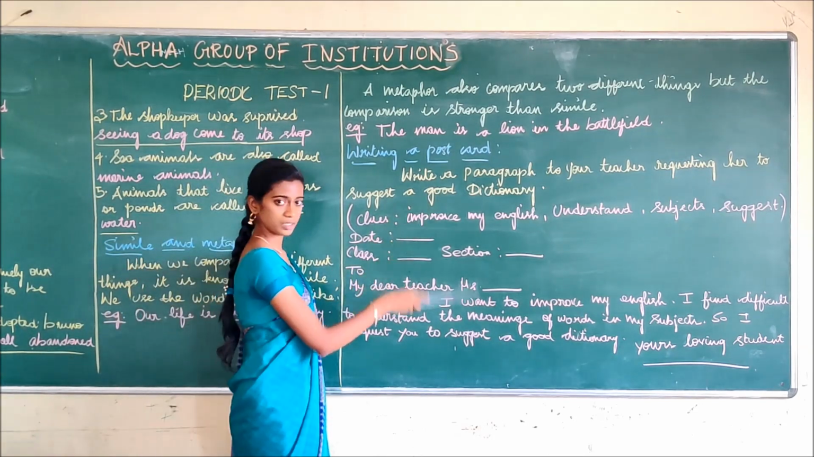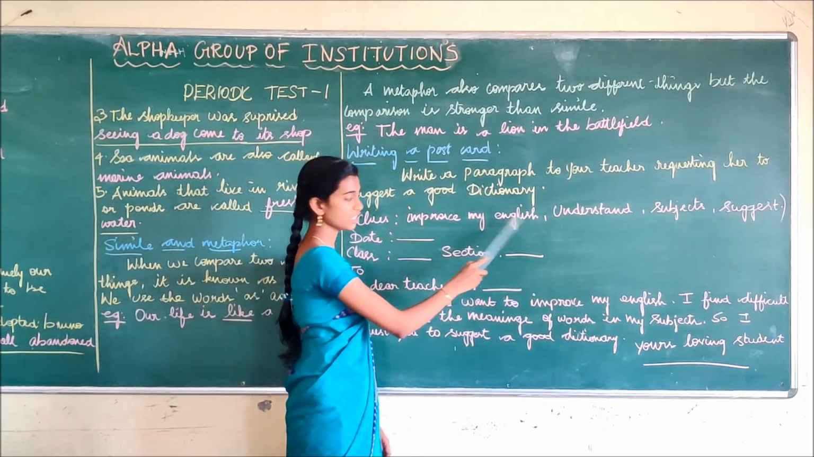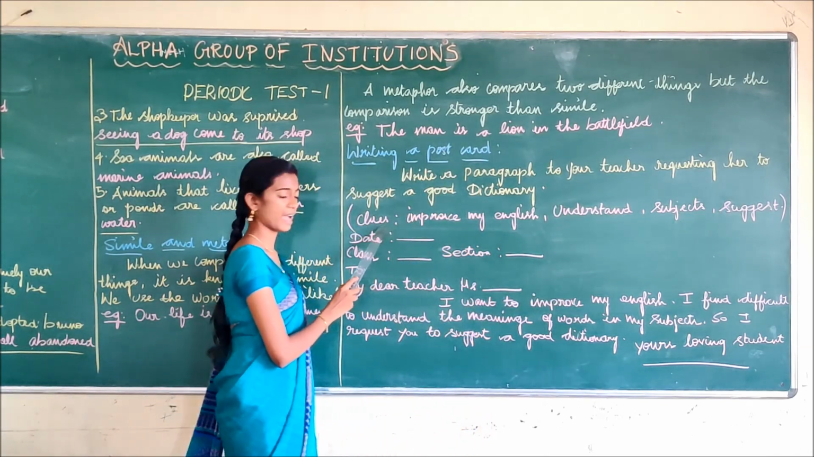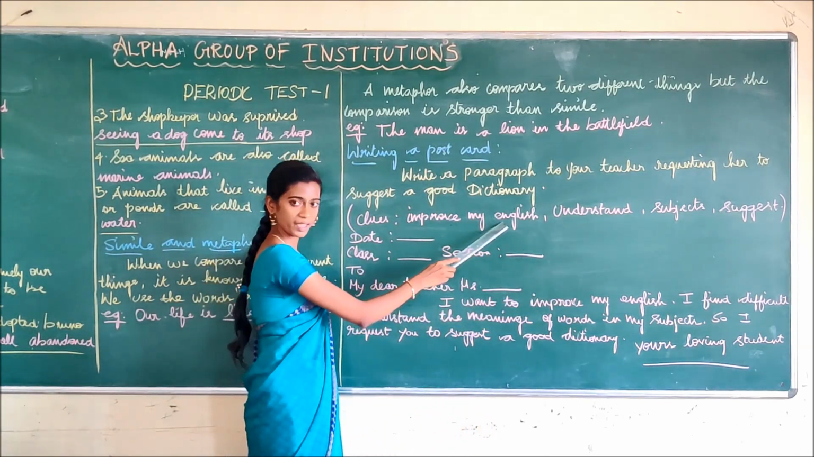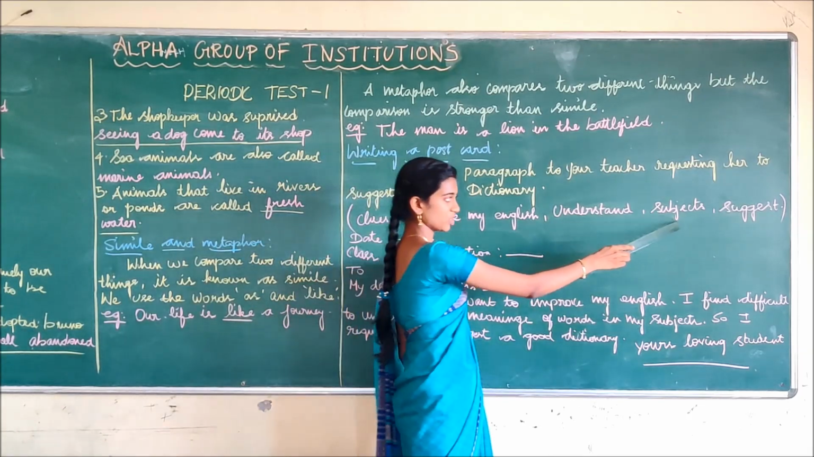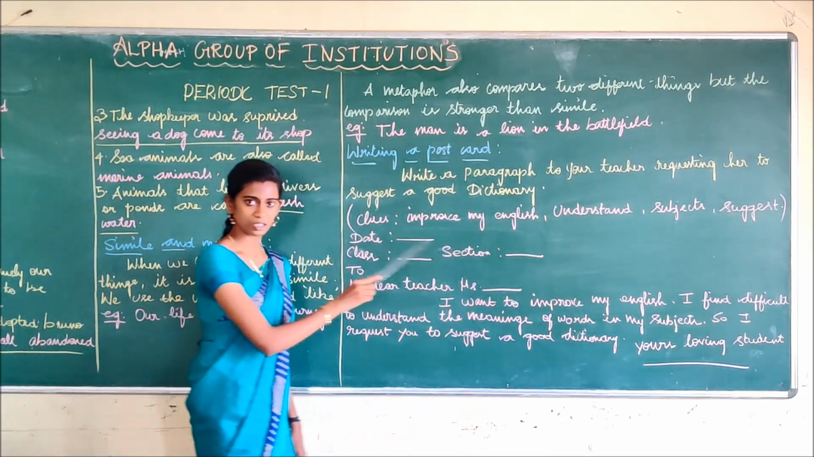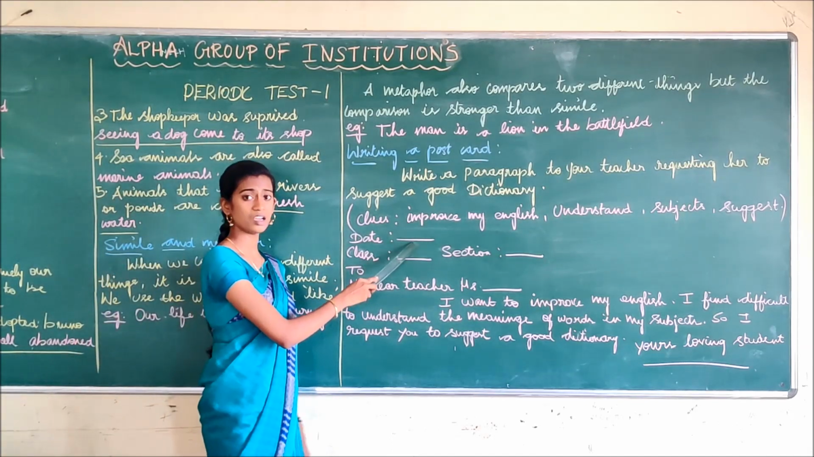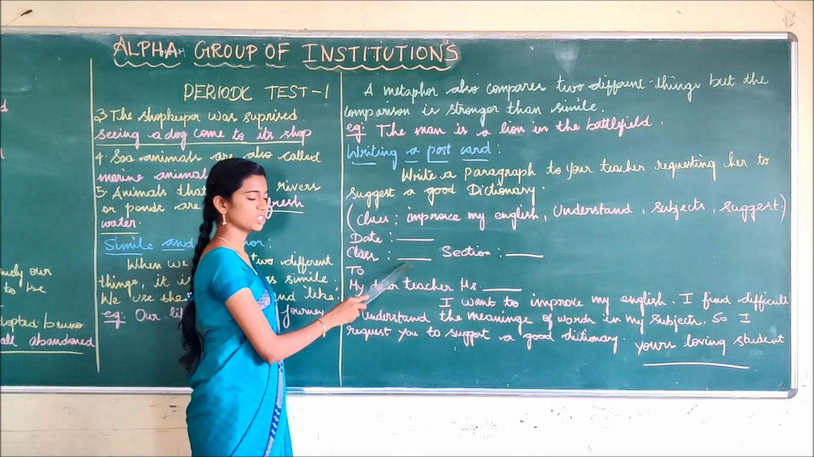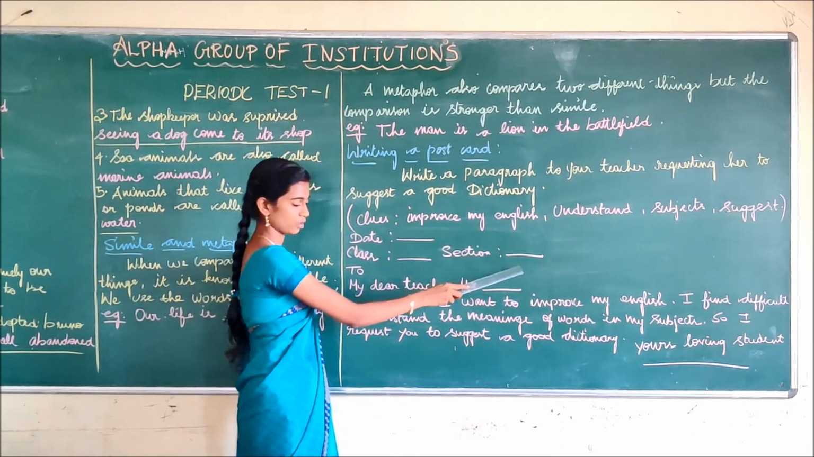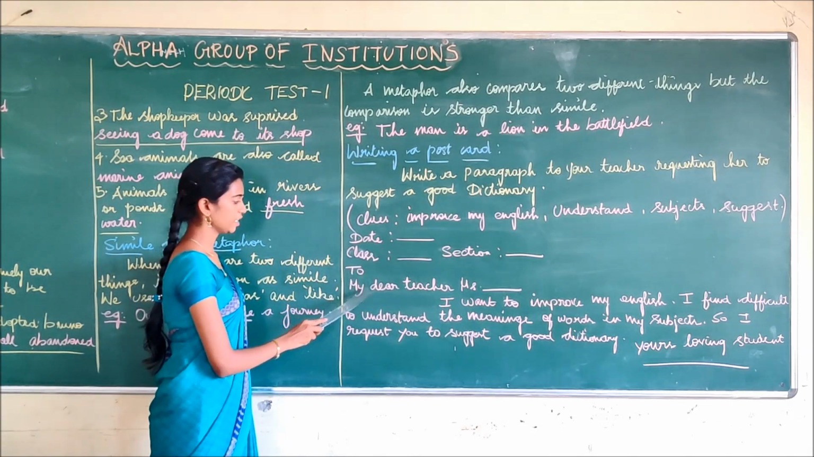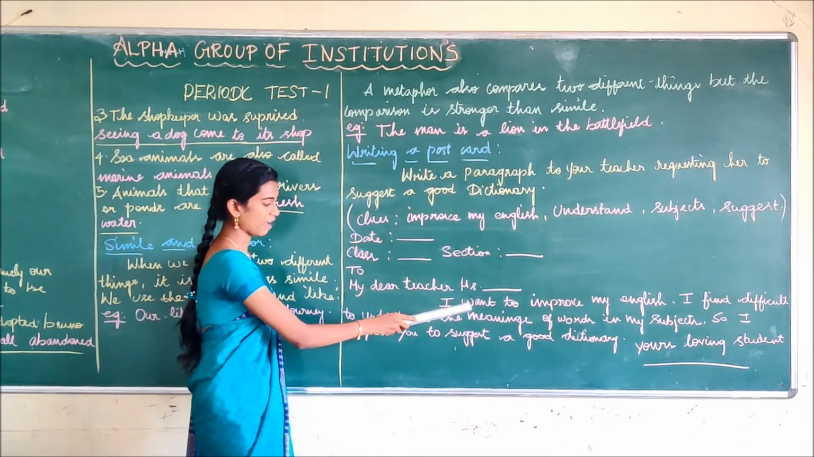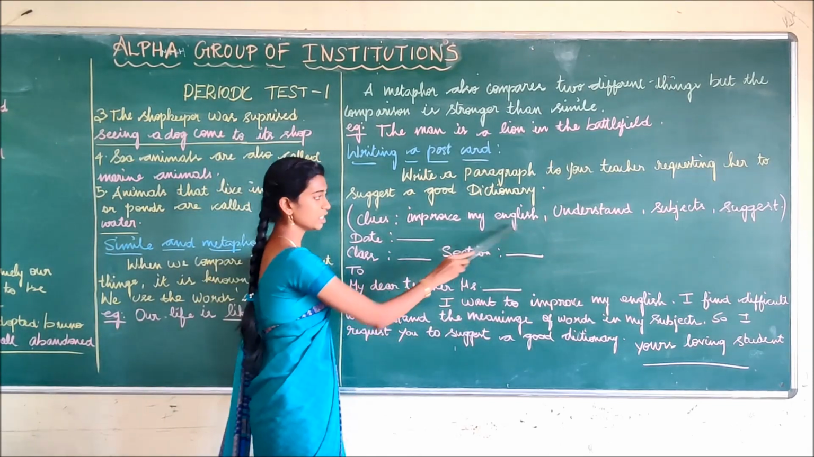Okay. So for this they have given improve my English, understand, subjects, suggest. Okay, so what are the clues they have given in this? Improve my English, understand, subjects, suggest. So using these clues, you have to write the content. Okay, shall we see? So first you have to write the date. Next, class. Which class are you studying and your section. Okay. Next, to my dear teacher, Miss, your class teacher's name. After that, we have to write the content using these clue words.